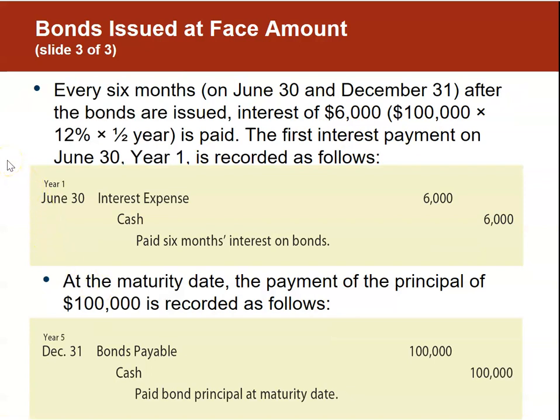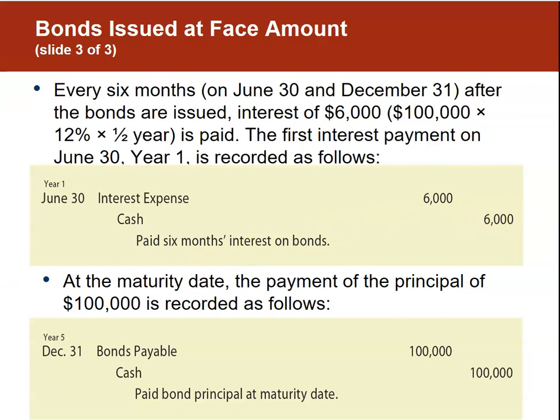Okay? Now, we had a contract rate of 12%, but remember we said that usually interest is paid every 6 months. So it says here every 6 months on June 30th and December 31st, because those bonds were issued on January the 1st. After the bonds are issued, interest of $6,000, that's $100,000, the amount of the bond issue, times 12% times a half of a year, or 0.5, is paid. And then it says the first interest payment is on June 30th of year 1, and it's recorded as follows. We're going to recognize interest expense. Expenses are always a debit for $6,000. Cash is our asset which is going down, so we're going to credit cash for $6,000.